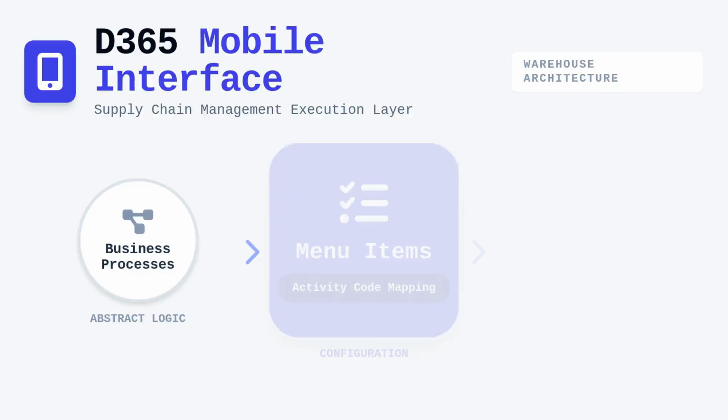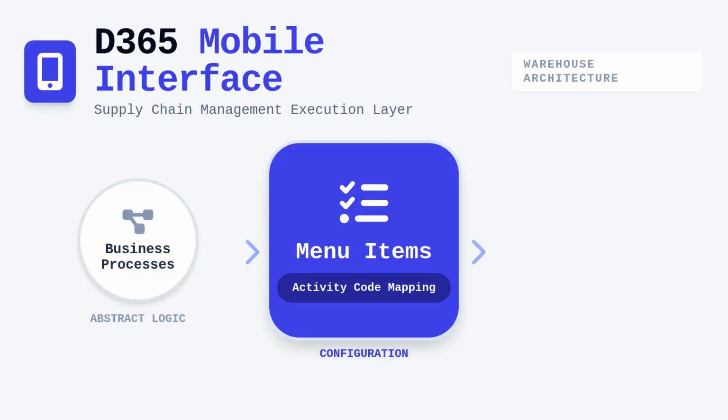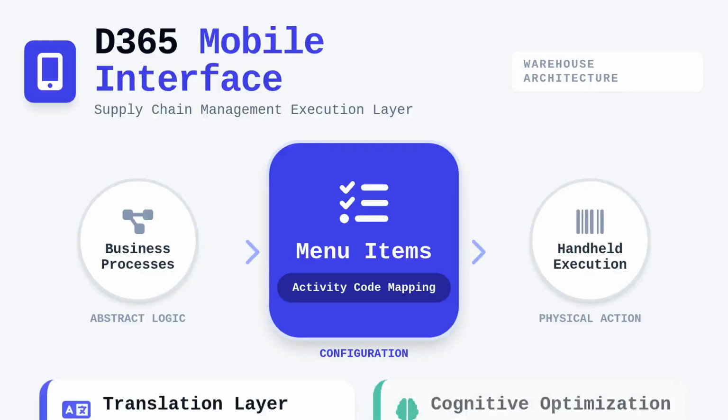The architecture relies on the concept of menu items, which encapsulate a specific activity, such as a purchase order receipt, a stock count, or a picking operation. Each menu item requires you to define a specific activity code that aligns with the system's internal work creation logic. By controlling the display settings, you ensure that the text and input fields occupy the device screen in a way that minimizes cognitive load for the worker, which is vital in high-velocity warehouse environments.